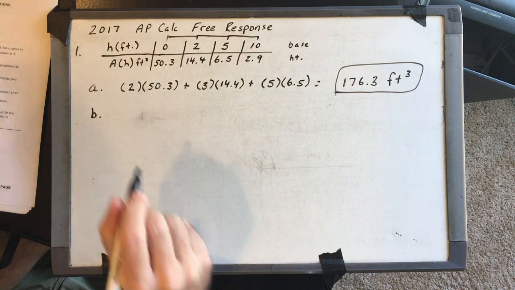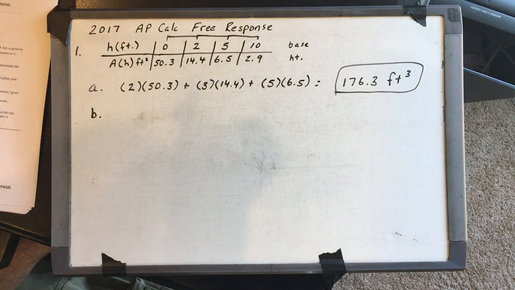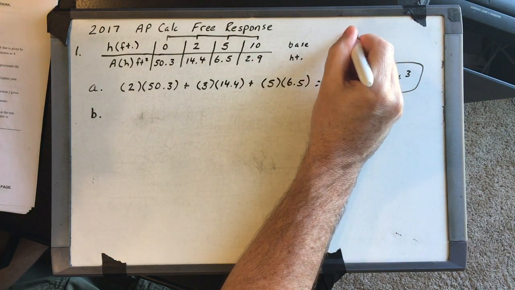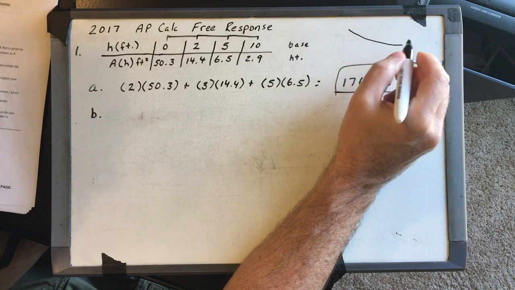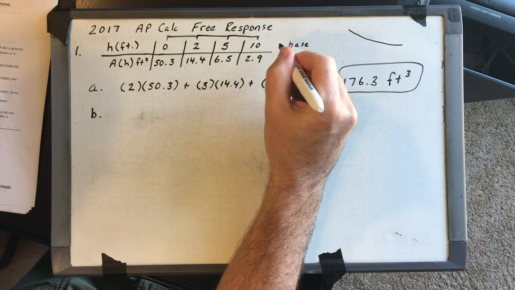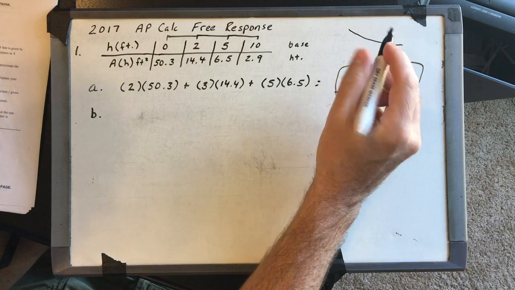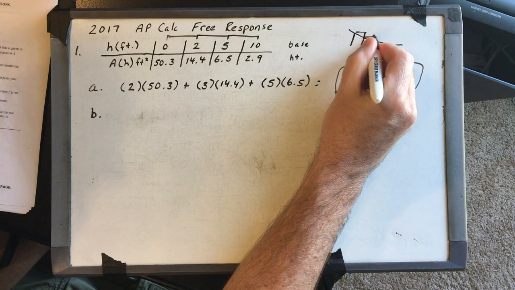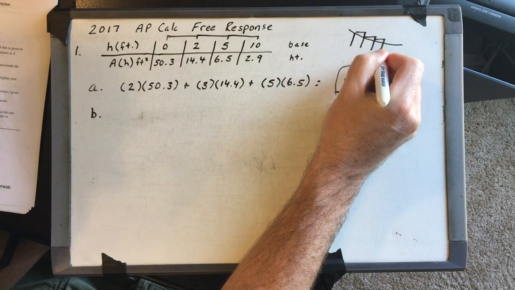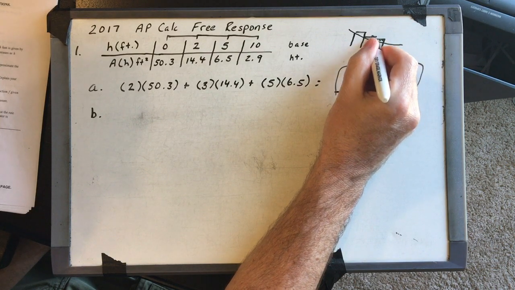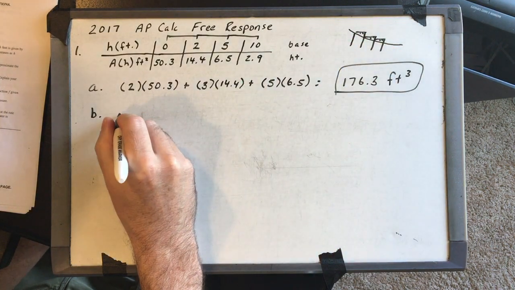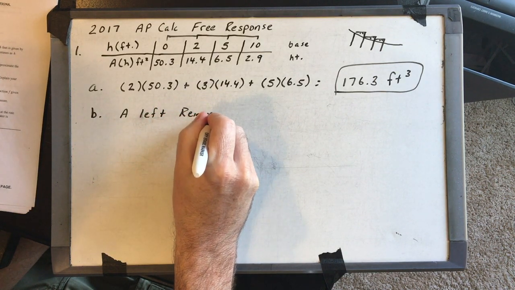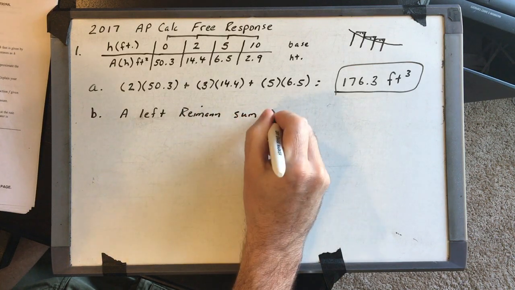Okay, part B says, does the approximation overestimate or underestimate the volume of the tank? Well, this is a decreasing function, right? Starts up at 50, and by the time we get to 10, we're all the way down to 2.5. So if you're making rectangles with a left sum, see how you have that extra spot part right there? A left sum overestimates.